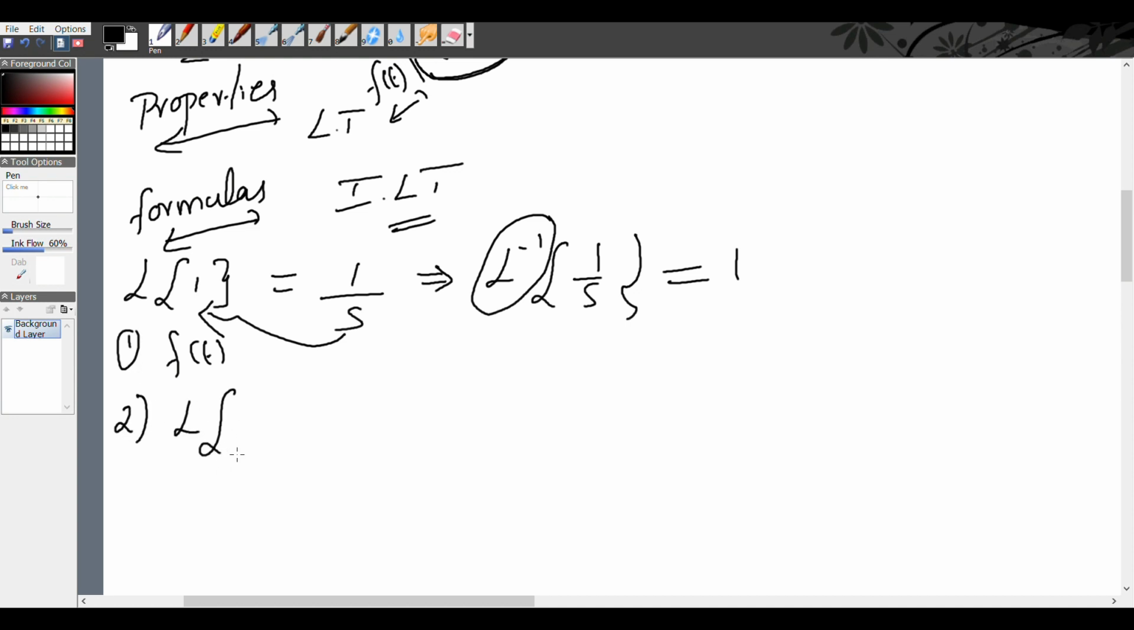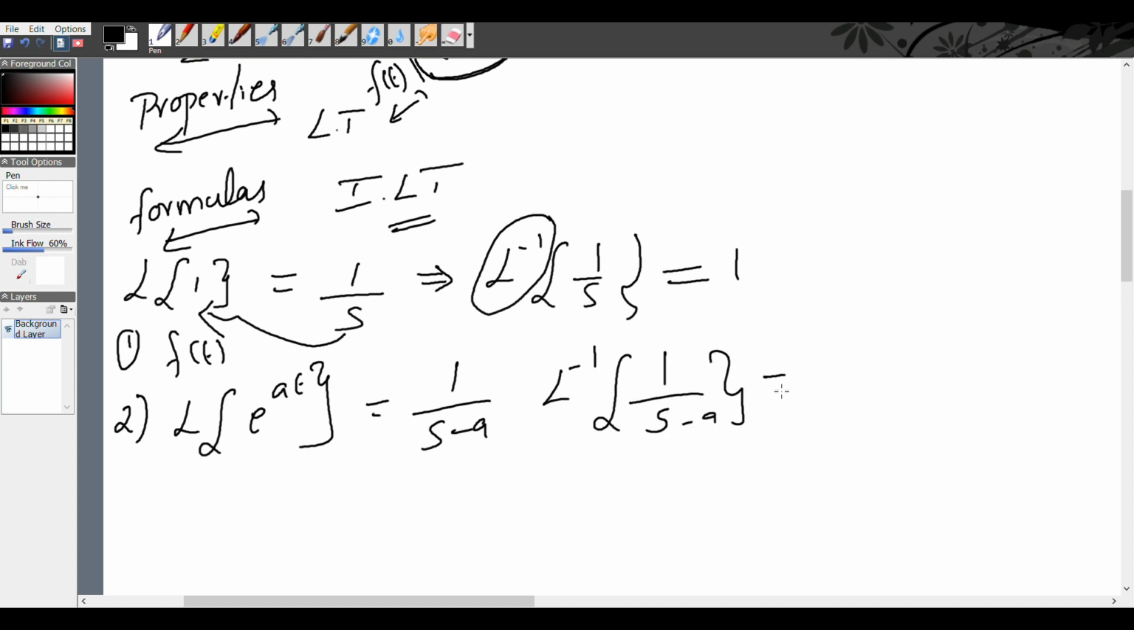Second one is Laplace transform of e power at. We saw it as 1 by s minus a, right? So as expected, L inverse of 1 by s minus a is nothing but e power at.